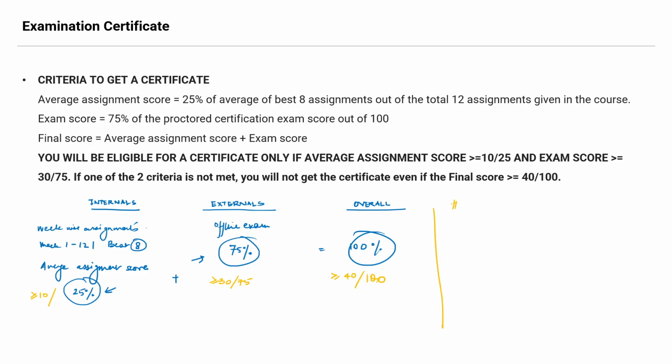Scenario 1: you get 20 out of 25, and you get 25 out of 75. So your total is 45. Will you get a certificate? No, because you are meeting this criteria, but you are failing on this criteria, which needs to be more than 30, although you have met this one.